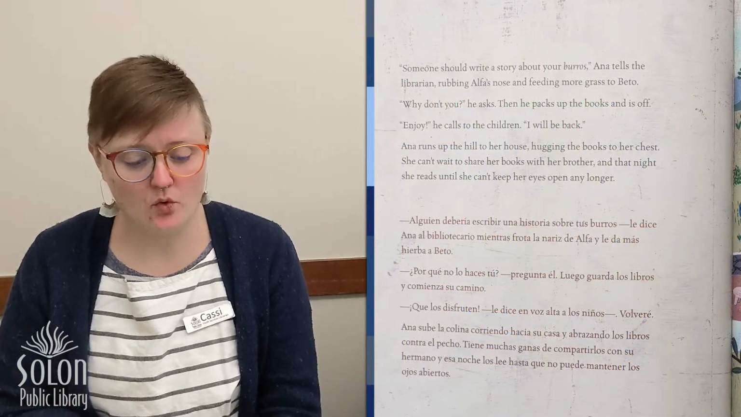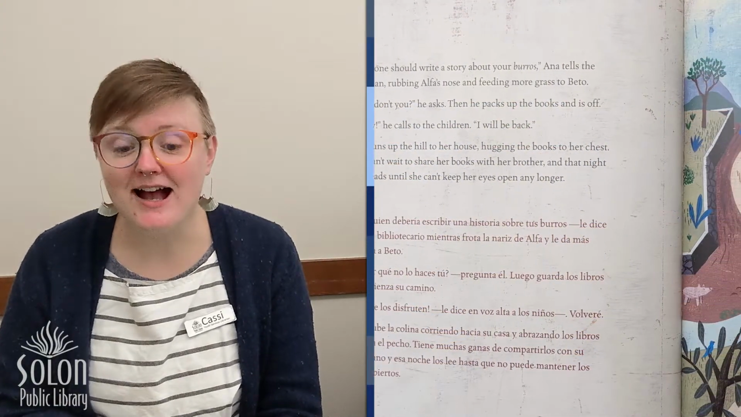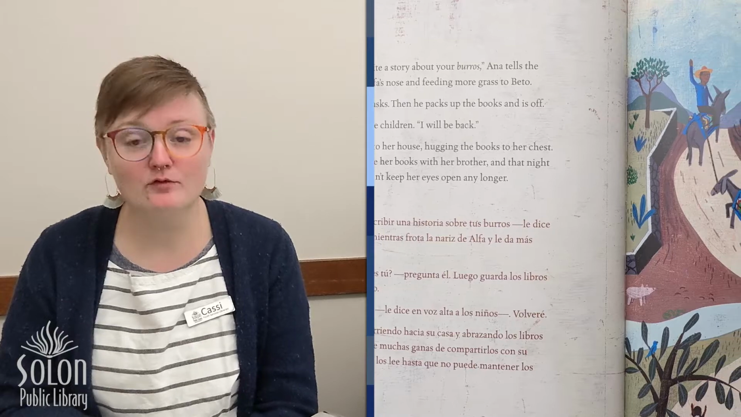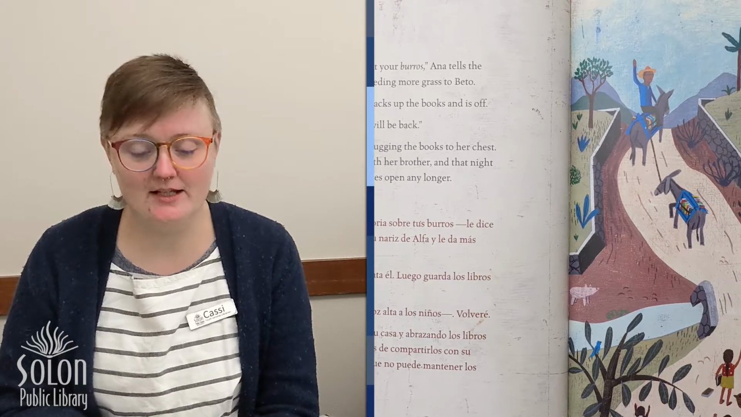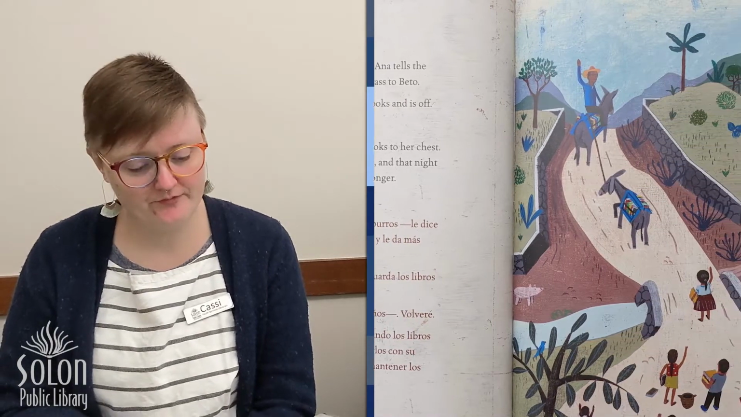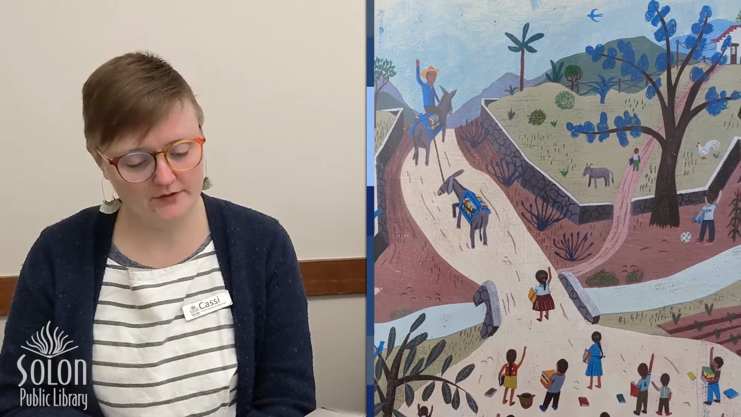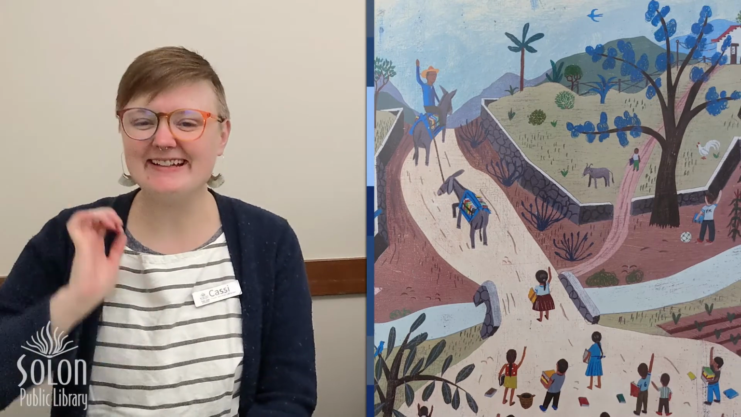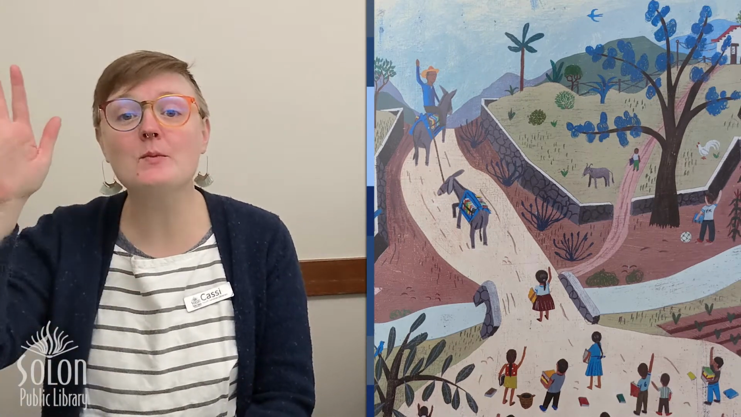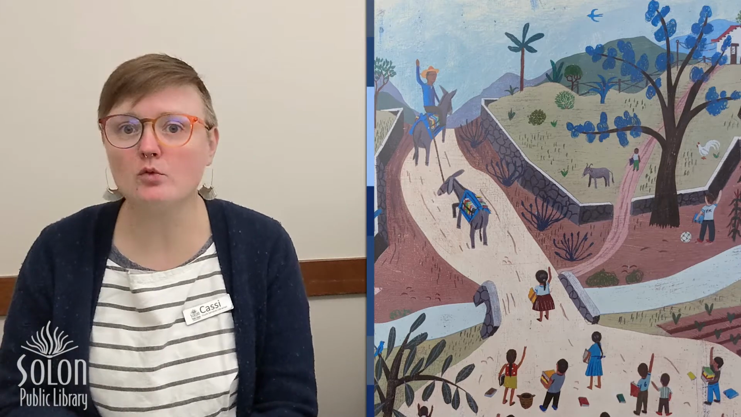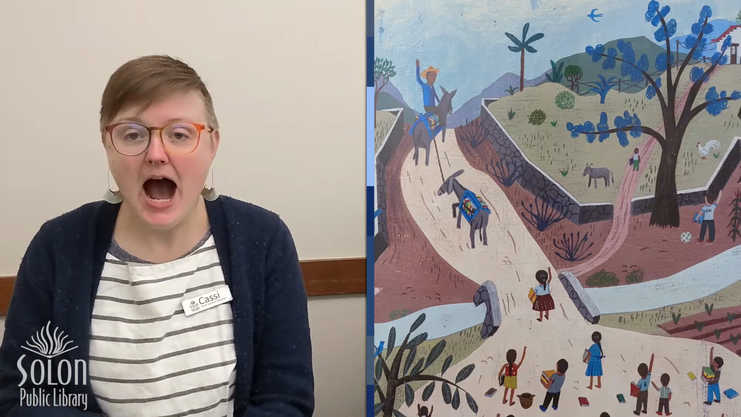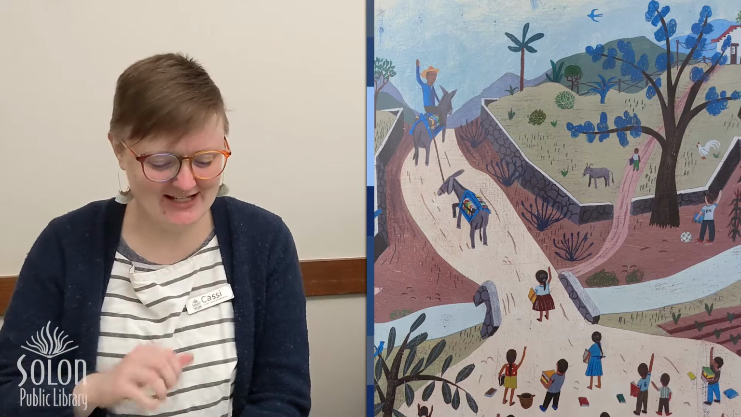Someone should write a story about your burros, Anna tells the librarian, rubbing Alpha's nose and feeding more grass to Beto. "Why don't you?" he asks. Then he packs up his books and is off. "Enjoy," he calls to the children. "I will be back." Anna runs up the hill to her house, hugging the books close to her chest.